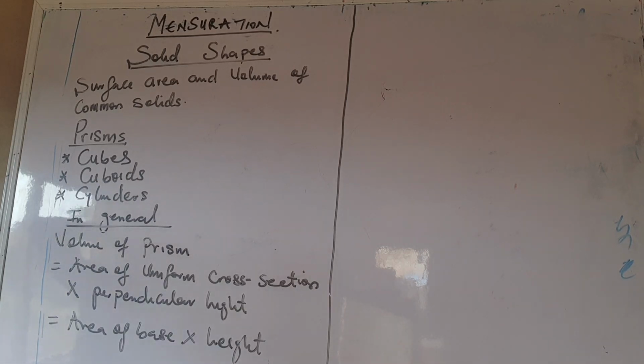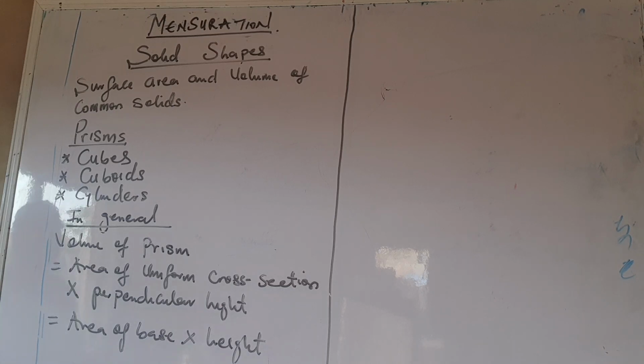And today we'll be looking at mensuration. When talking about mensuration, we are basically talking about solid shapes, the surface area and volume of common solids. For example, if we look at the prisms, we're looking at the cubes, the cuboid, and the cylinders. These all make up the shapes of solids.